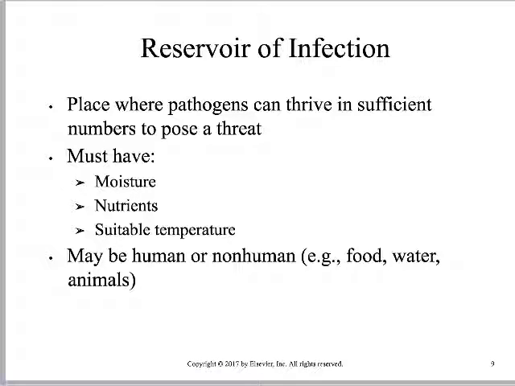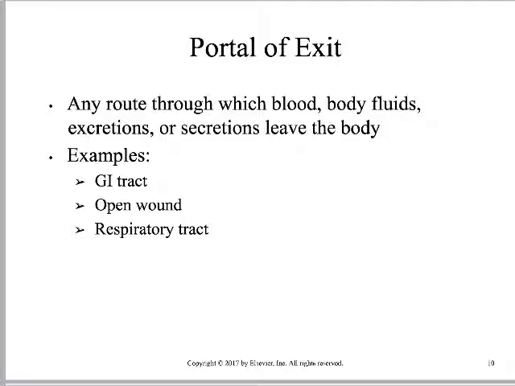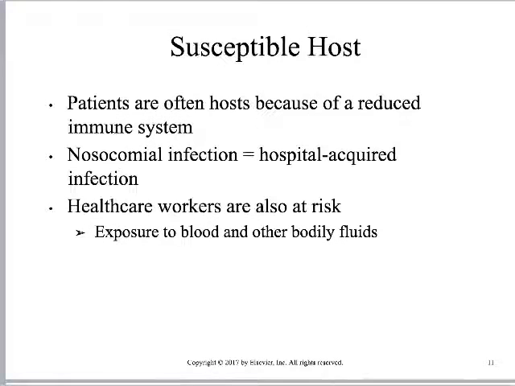So that's what we're talking about when we talk about a reservoir of infection, right? The koala bear in that instance is the reservoir of infection. So it needs to be able to create a place where this thing can thrive, right? So moisture, nutrients, suitable temperature. It can be human or non-human, right? So in the Giardia case, I was talking about water in a stream, so that'd be non-human water. If you think water is a human, we can talk after class. And then humans or animals, right? So the koala bear, the chinchilla. All right, a way to get out of that thing, either through the GI tract, an open wound, or the respiratory tract. And a susceptible host, that's you or me.